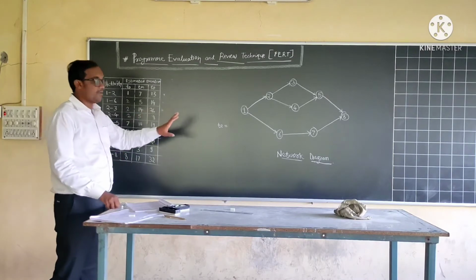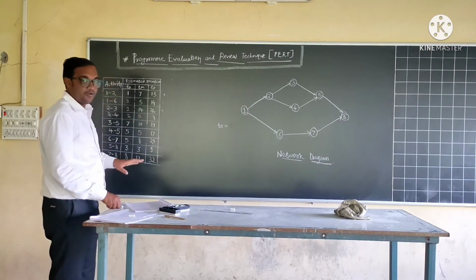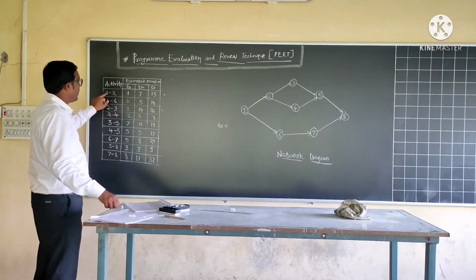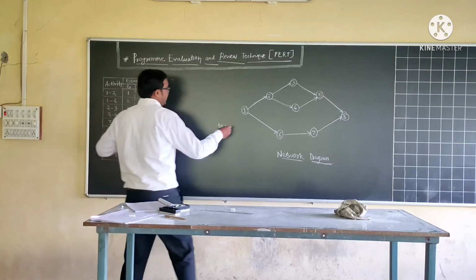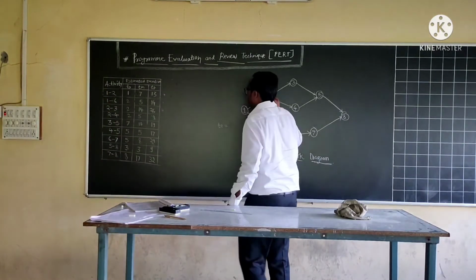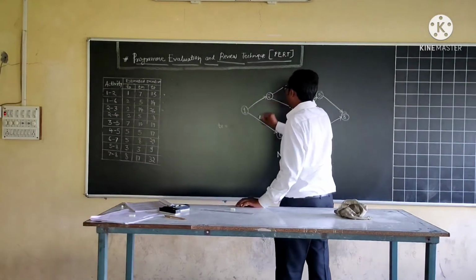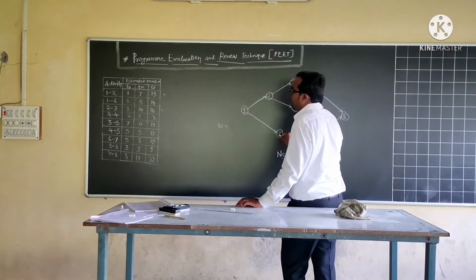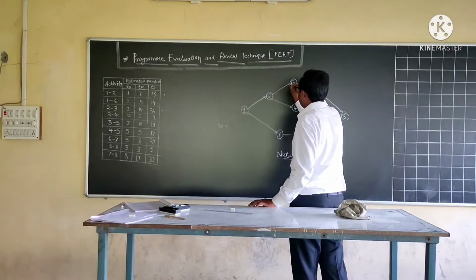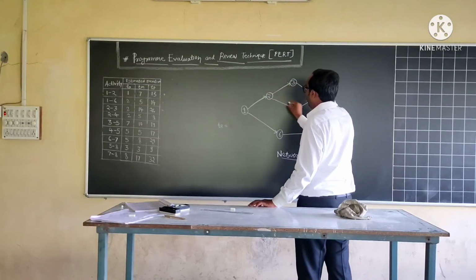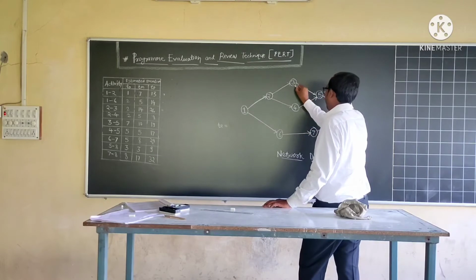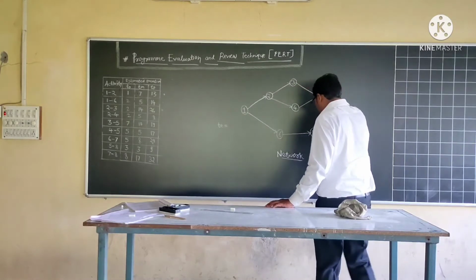The network diagram is already drawn. So how do we draw a network diagram with the help of this data? Let us see. Activity 1 to 2. Activity 1 to 6. Then third is activity 2 to 3. Activity 2 to 4. Activity 3 to 5.